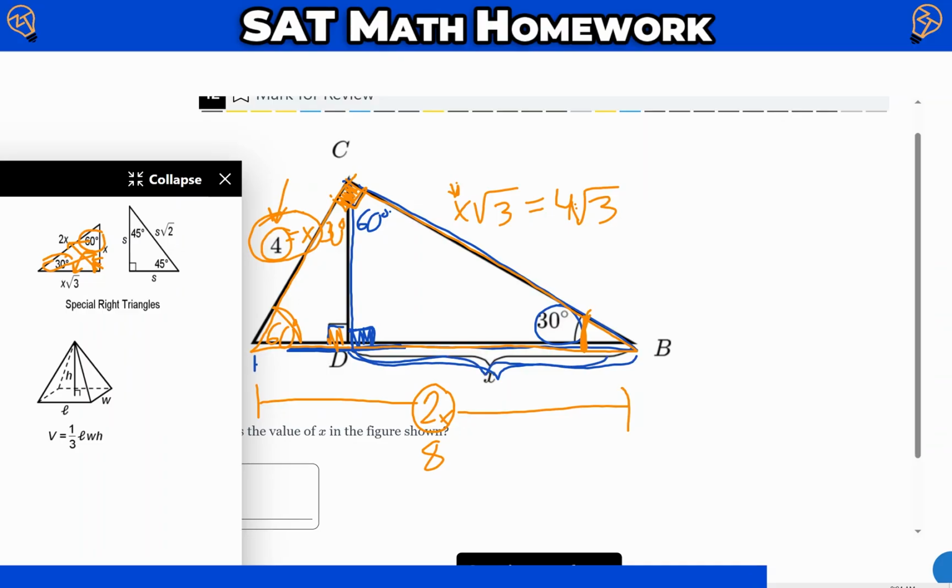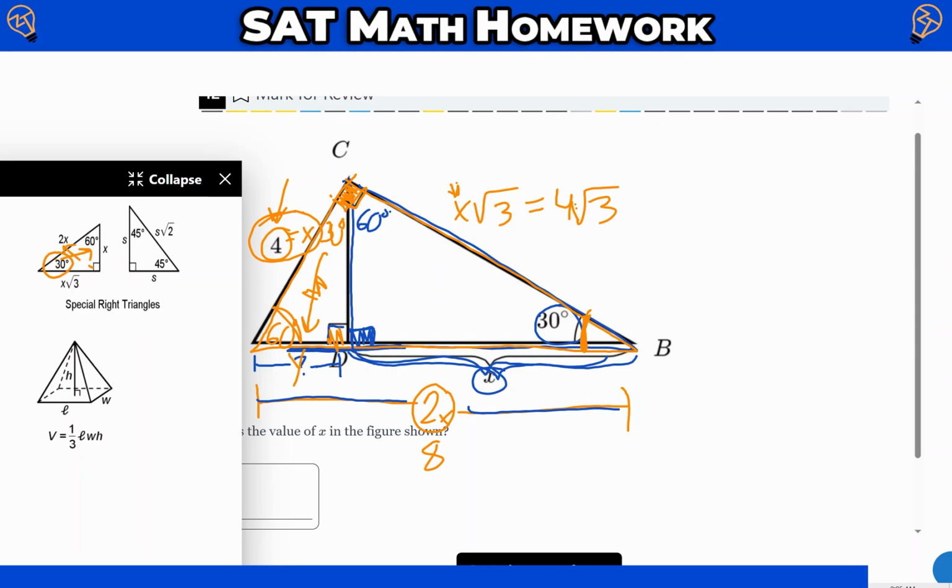Well, if I can figure out what this shorter side is, I can subtract it from 8, the overall side length, and I'd be left with x. So how can I figure out that question mark? Well, remember we have another 30, 60, 90 triangle in this smaller one right here, this triangle. And so across from this 30, I could label it as x, but that'll be confusing. So let's just call it y.